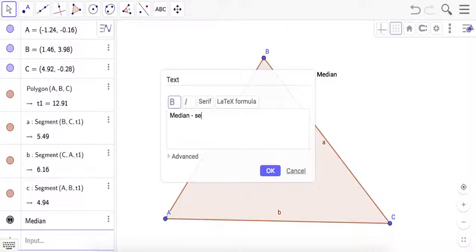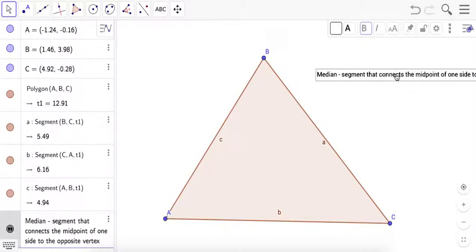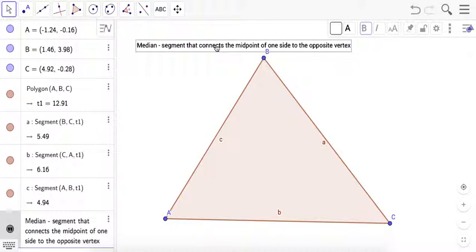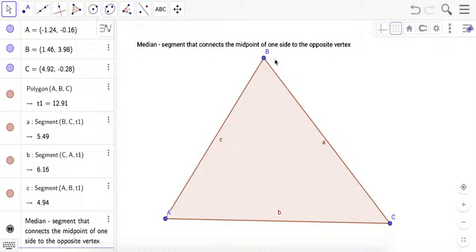A median is a segment that connects, this isn't the mathematical way of writing it, a segment that connects the midpoint of one side to the opposite vertex. Okay, so that is what a median is. So it's a segment that connects the midpoint of one side to the opposite vertex.